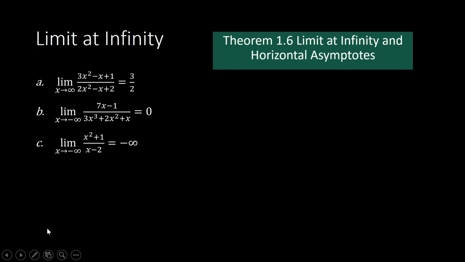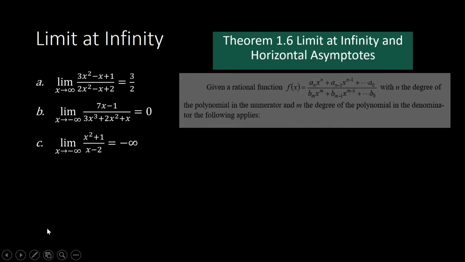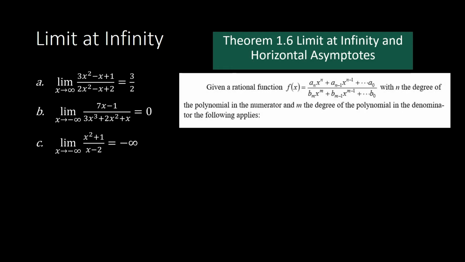Theorem 1.6, limit at infinity and horizontal asymptotes. So if we are given a rational function, I hope that you are not overwhelmed by this notation. That is how you write a rational function using math language. It's a polynomial function divided by another polynomial function. The degree of your polynomial function is n. The degree of your polynomial function in the denominator is m.